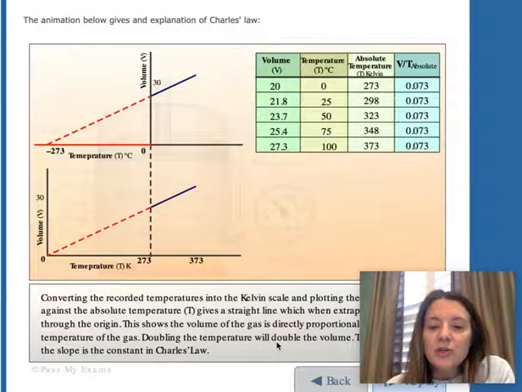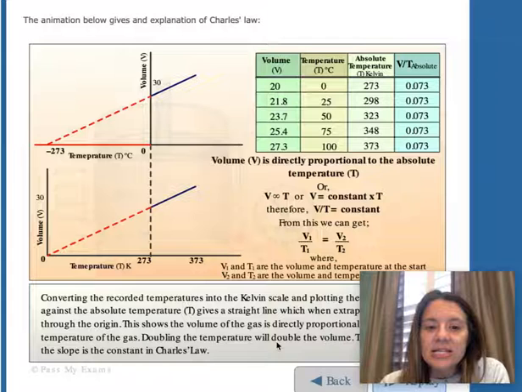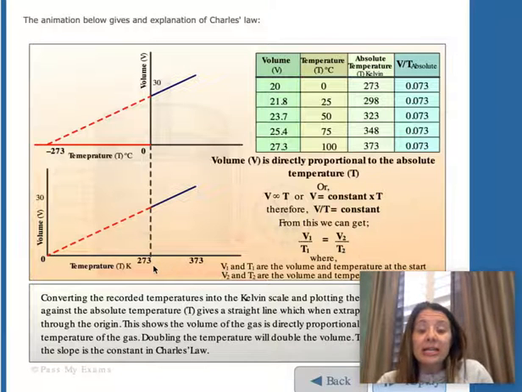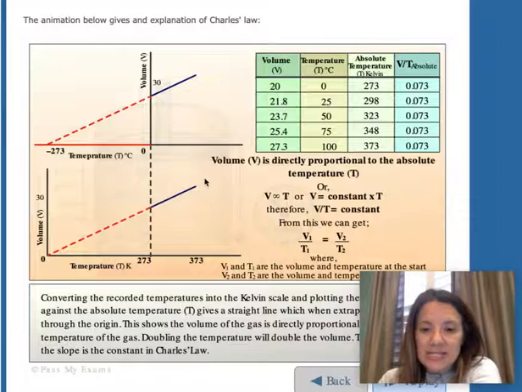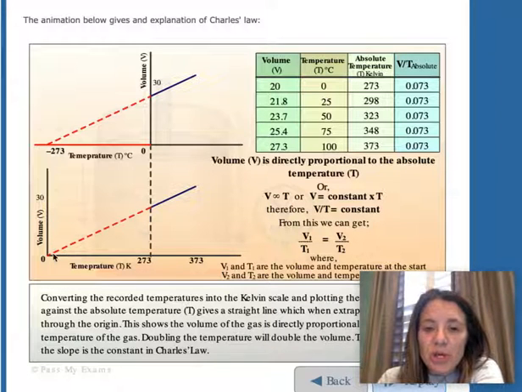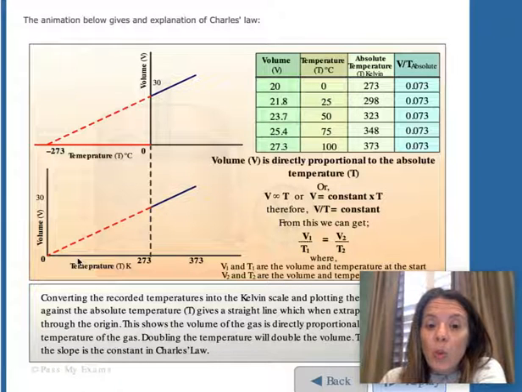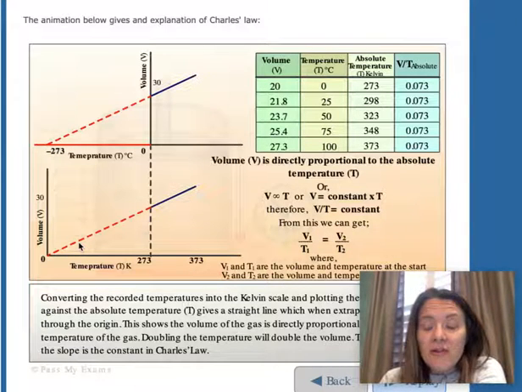If we were to convert those temperatures and plot volume versus temperature in Kelvin, and do the exact same thing, we would notice it's still a linear relationship. What that is telling us is that it is a direct relationship. When one variable goes up, the other variable goes up. So when temperature increases, so does volume.